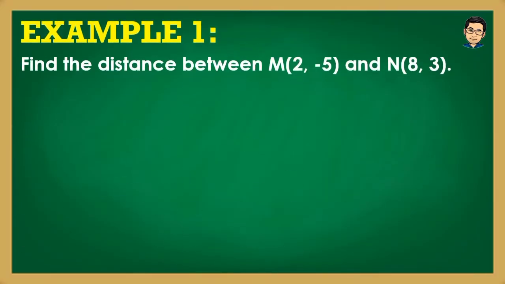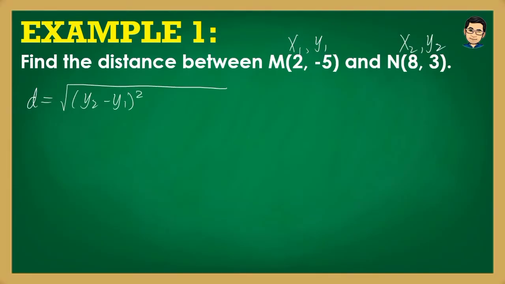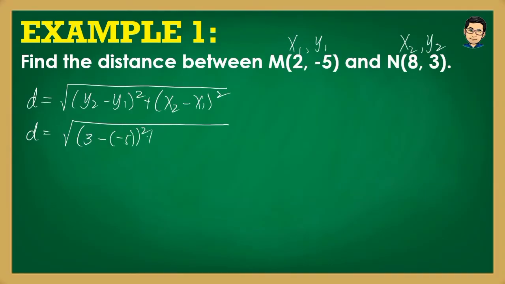So let us have example number 1. Find the distance between M, whose coordinates are 2, negative 5, and N, whose coordinates are 8, 3. So yung una natin gagawin dito is i-label natin yung coordinates x sub 1, y sub 1, x sub 2, y sub 2. Para mabilis po yung ating pagsasubstitute dun sa given formula. So now that we have labeled them, so we'll write the formula for distance between 2 points. And then we'll substitute. So for y sub 2, we'll have 3. And then for y sub 1, we'll have negative 5. So magiging 3 minus negative 5, quantity squared, plus x sub 2, 8, minus x sub 1, which is 2.